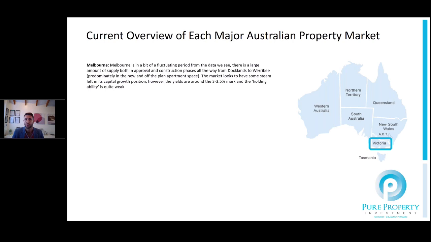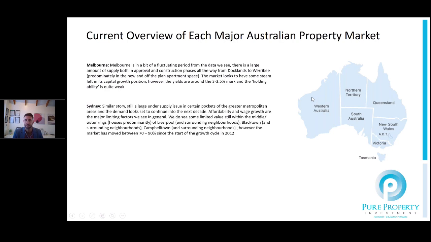Melbourne is a bit of a fluctuating period from the data we see, and there's a large amount of supply in the apartment market, so we're not necessarily that enthused about the high density apartment markets. The 2 to 3 unit, 3-story red bricks, I think, still perform well, but a lot of additional stock is going out on the western fringes. And again, as part of where we see it in its growth cycle, I think Melbourne in particular is probably not ideal to get into here and now in general.